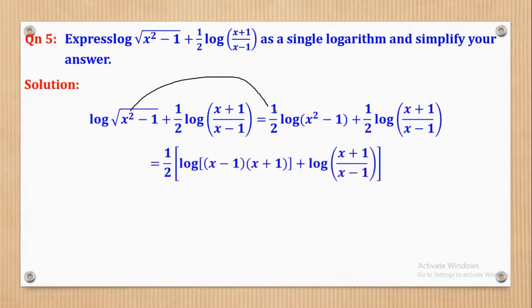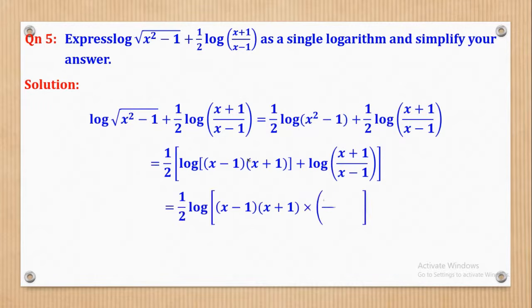Now this half is common in both, so I'm going to first pull it out and remain with this here and this here. Now this one is difference of two squares, that is why you see here difference and addition. Now here these two logarithms have a plus in between them, that is why you see here multiplication. So this and this will be multiplied to get a single logarithm.